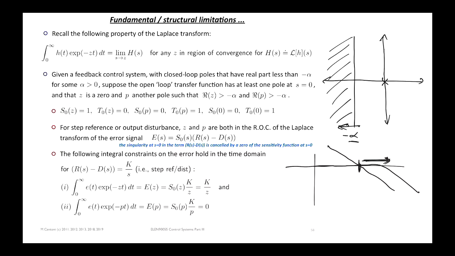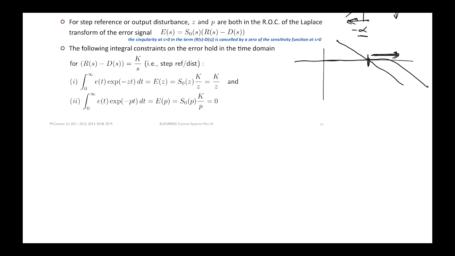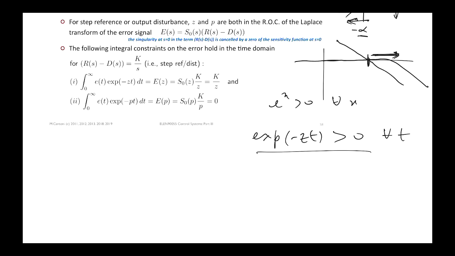So what can we infer from these constraints? Well, these constraints are integral constraints on the error. Now, we've got weighted integral constraints on the error. Let's think about what the weights are. Well, the weights are always positive for all t, because e to the x is always a positive number for all x. So no matter whether z is positive or negative, this is always positive. So we've got a positive weight in both cases.